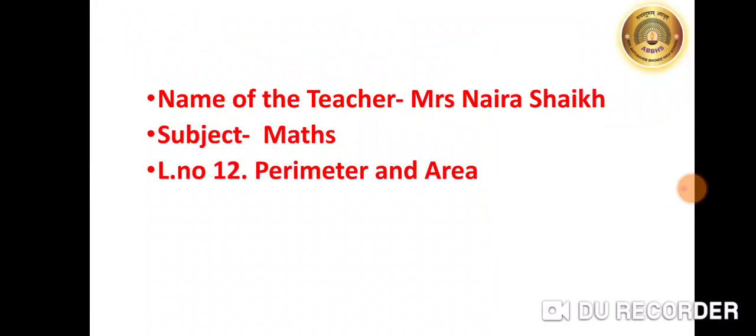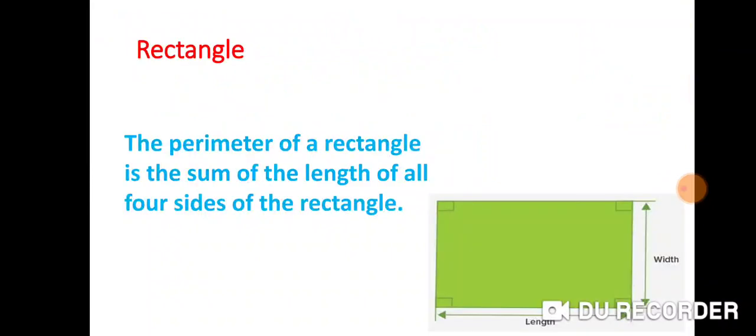Our today's topic is perimeter and area. Students, in the earlier standards, you'll have learned about the various geometrical shapes such as rectangle, triangle, square, circle, etc. Today, we're going to learn about the formula of finding out the perimeter of a rectangle.